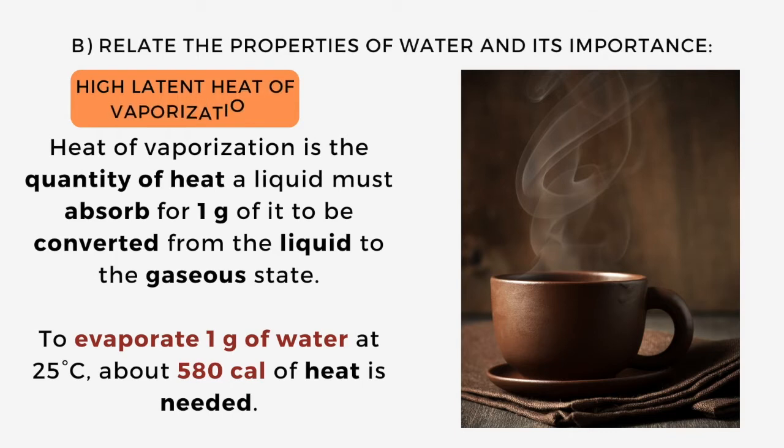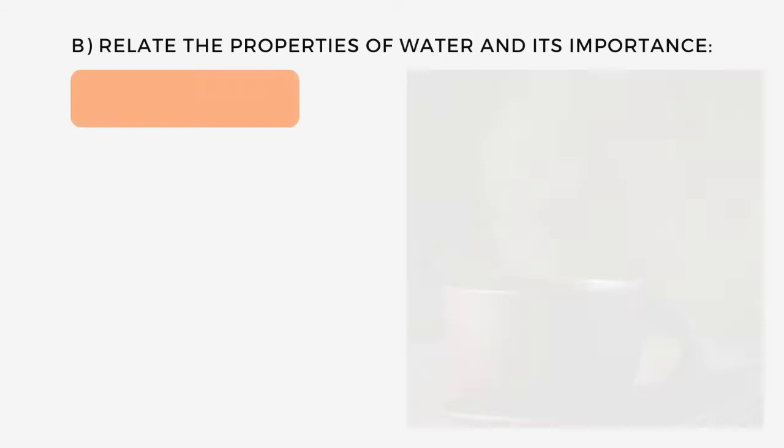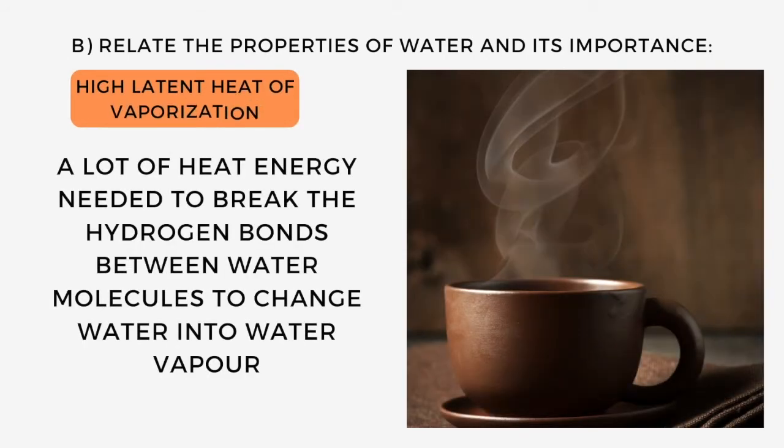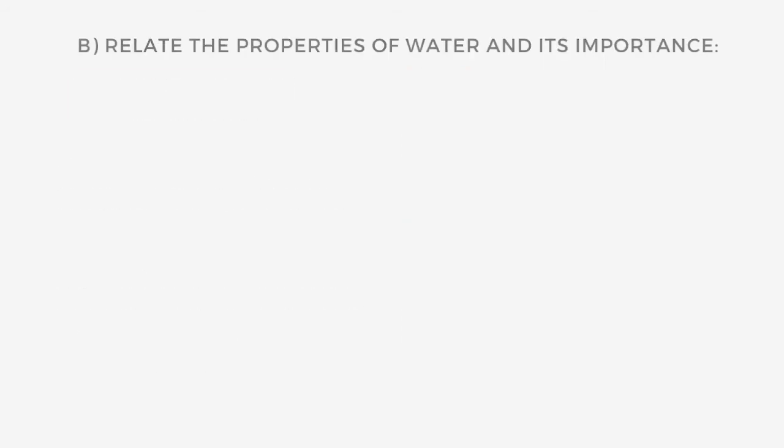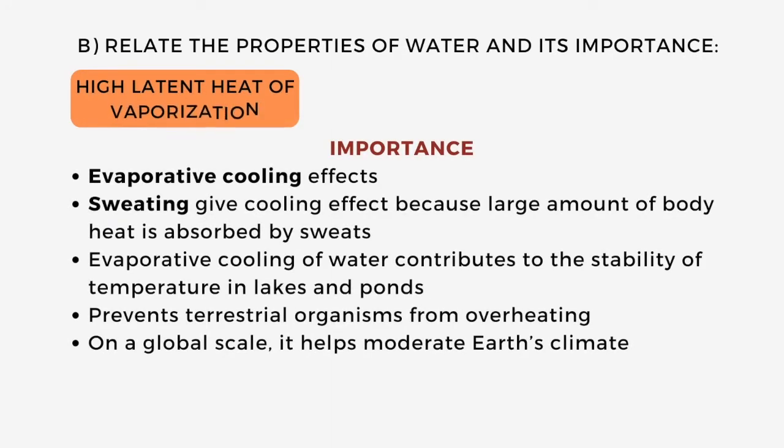The heat of vaporization is the quantity of heat that a liquid must absorb for 1 gram of the liquid to be converted from the liquid to the gaseous state. To evaporate 1 gram of water at 25 degrees Celsius, about 580 calories of heat is needed. It means that a lot of heat energy is needed to break the hydrogen bonds between water molecules to change water into water vapor. The importance of high latent heat of vaporization: it will give this evaporative cooling.